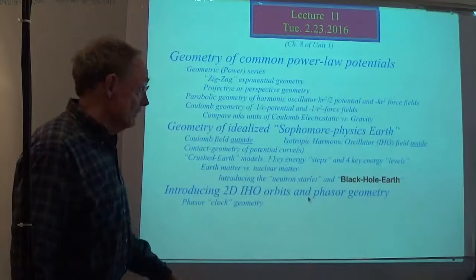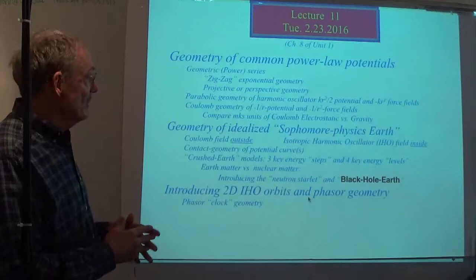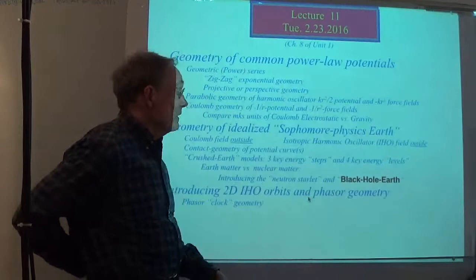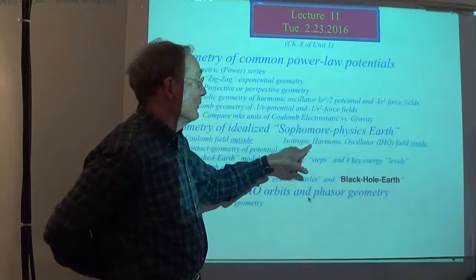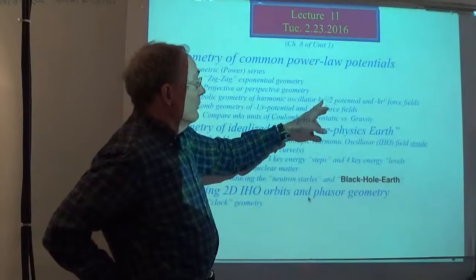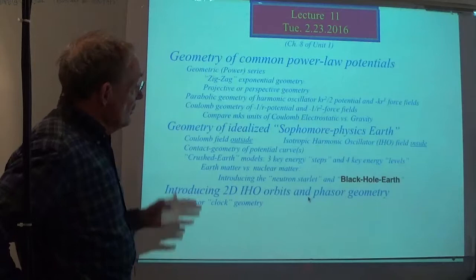This is a chance to get us to see two potential fields move into each other. The outside 1 over r type potential with 1 over r squared force field moves into, as we go into the ideal Earth gravitational field, changes to a harmonic oscillator with an r to the first power force field and our familiar quadratic kr squared over 2 potential. And this gives us a chance to do something that, well, it's kind of fanciful.